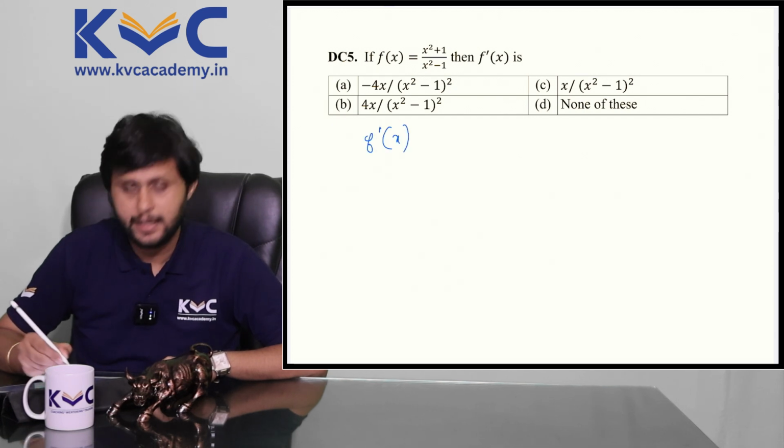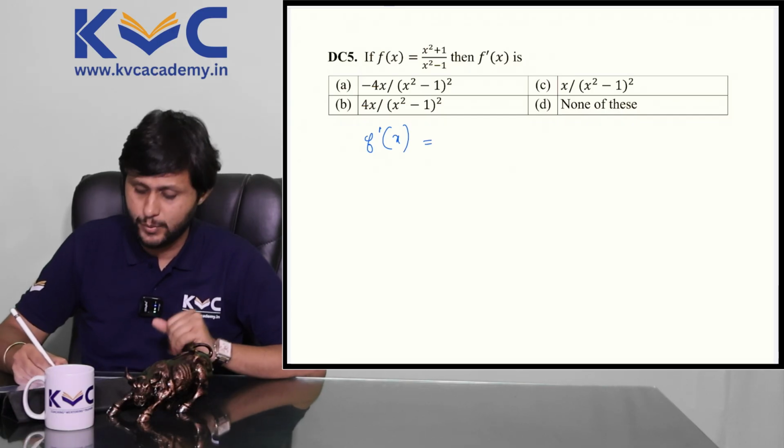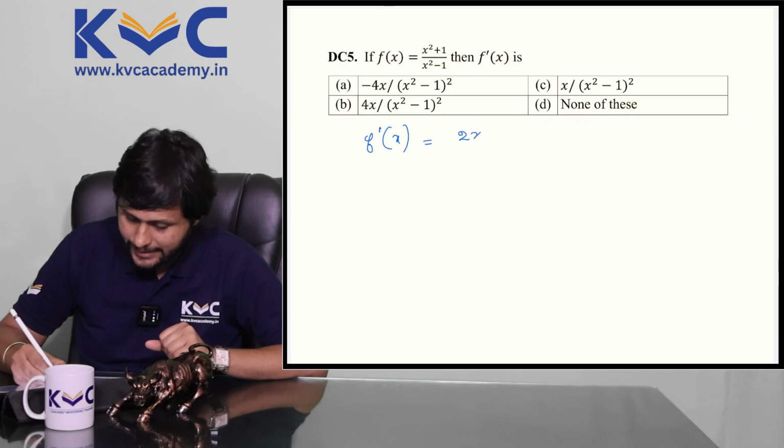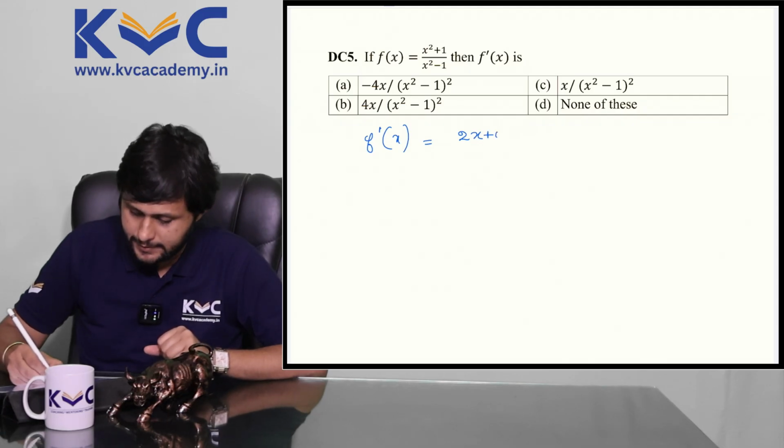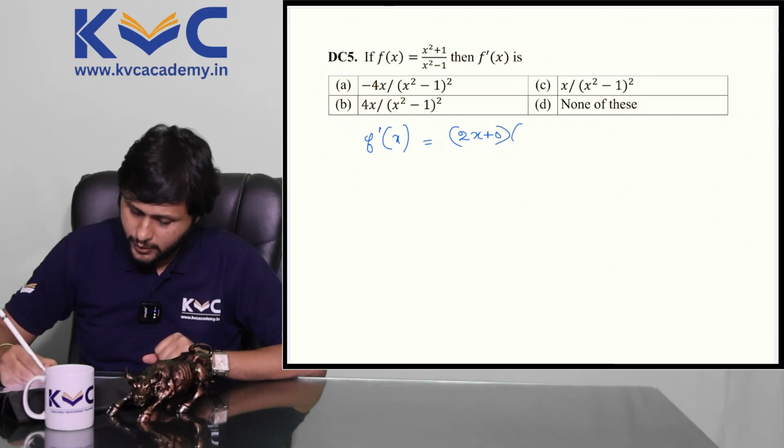Fine. So we have left hand side f of x, right? Differentiation of f of x is f dash of x equal to differentiation of numerator. Differentiation of x square is 2x. Differentiation of 1 is 0. This is the differentiation of numerator. Completed. Okay. Now denominator as it is.